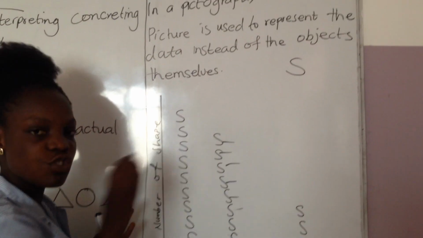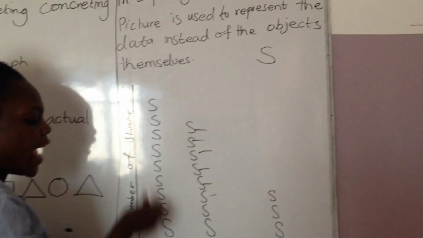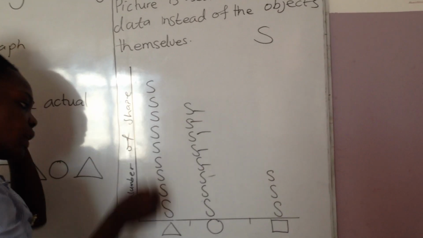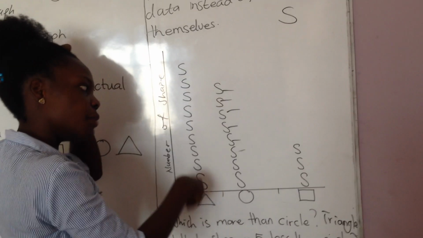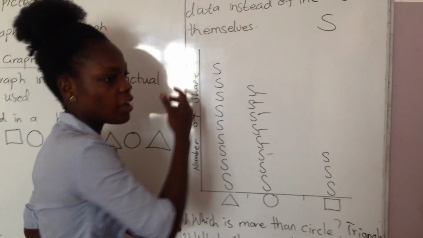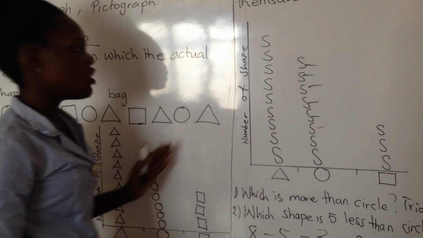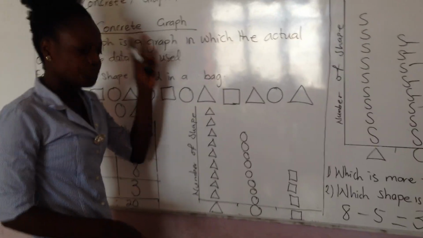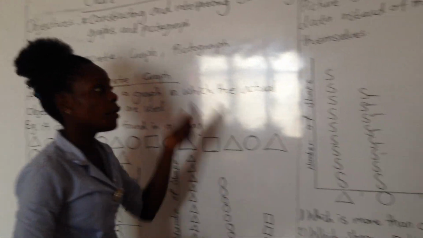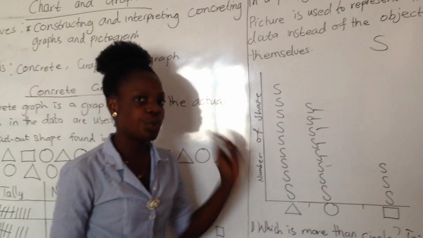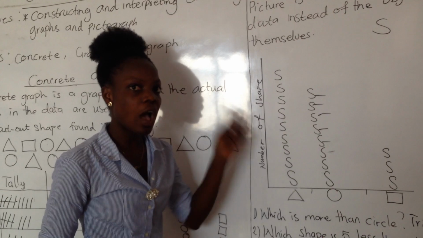It's supposed to be uniform. The same thing that you do for the first object, you use that same shape or the same picture for everything for the pictograph. So whenever you are given a graph, look for the name. So with the concrete, the actual object, pictograph, a picture to represent the actual object.